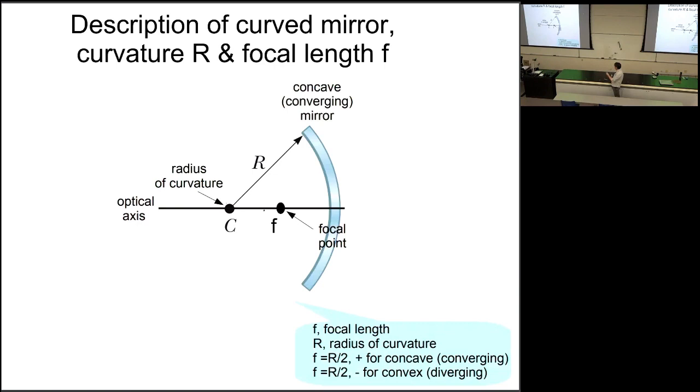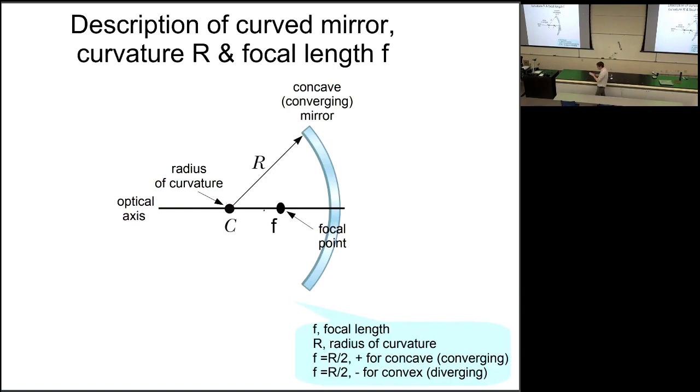You could imagine a mirror curved the other way. This mirror is kind of forming a cave around C and F. But you could imagine a mirror that's curved the other way. That would be a convex mirror. That type of mirror diverges light rays, bends them away from the optical axis. That would have a negative value for the radius of curvature and the focal length.